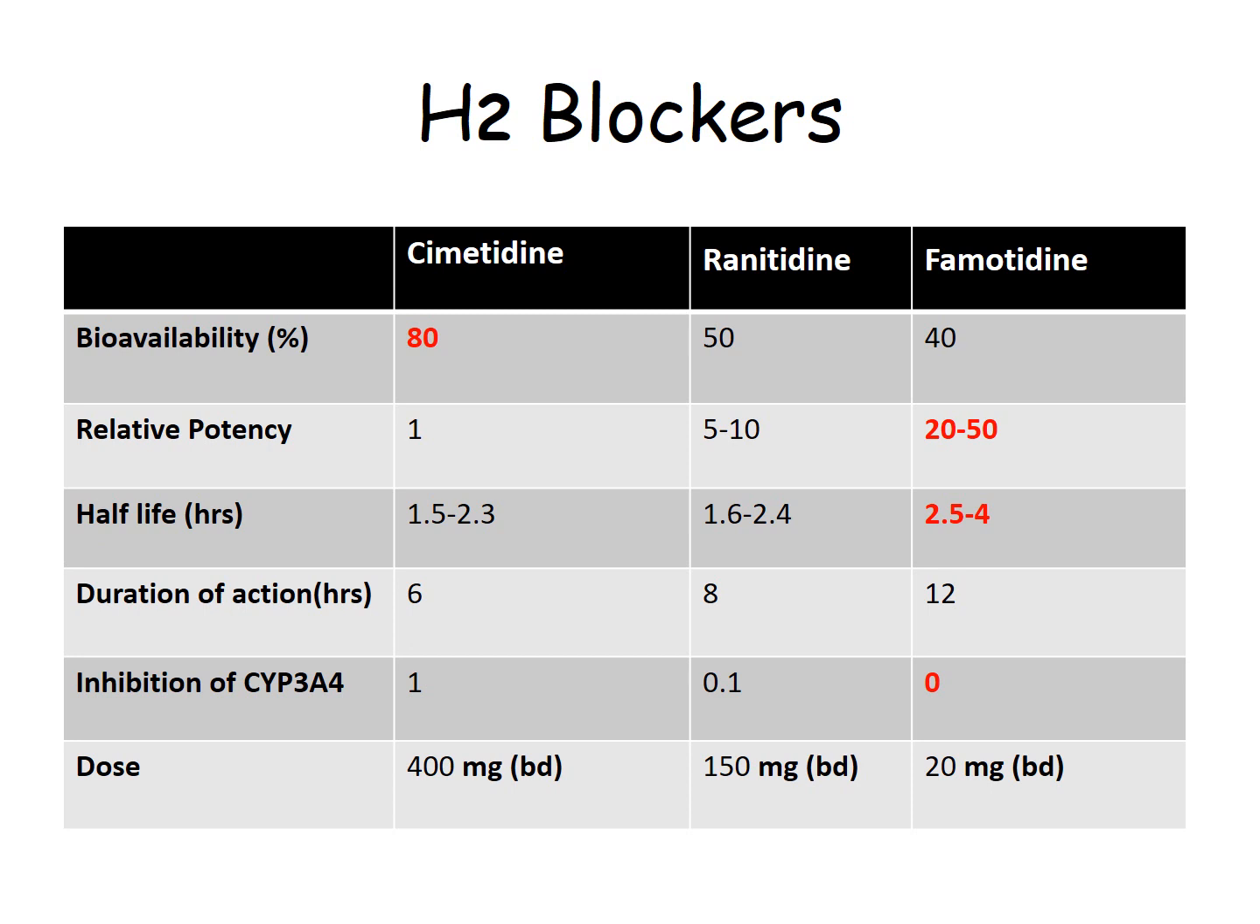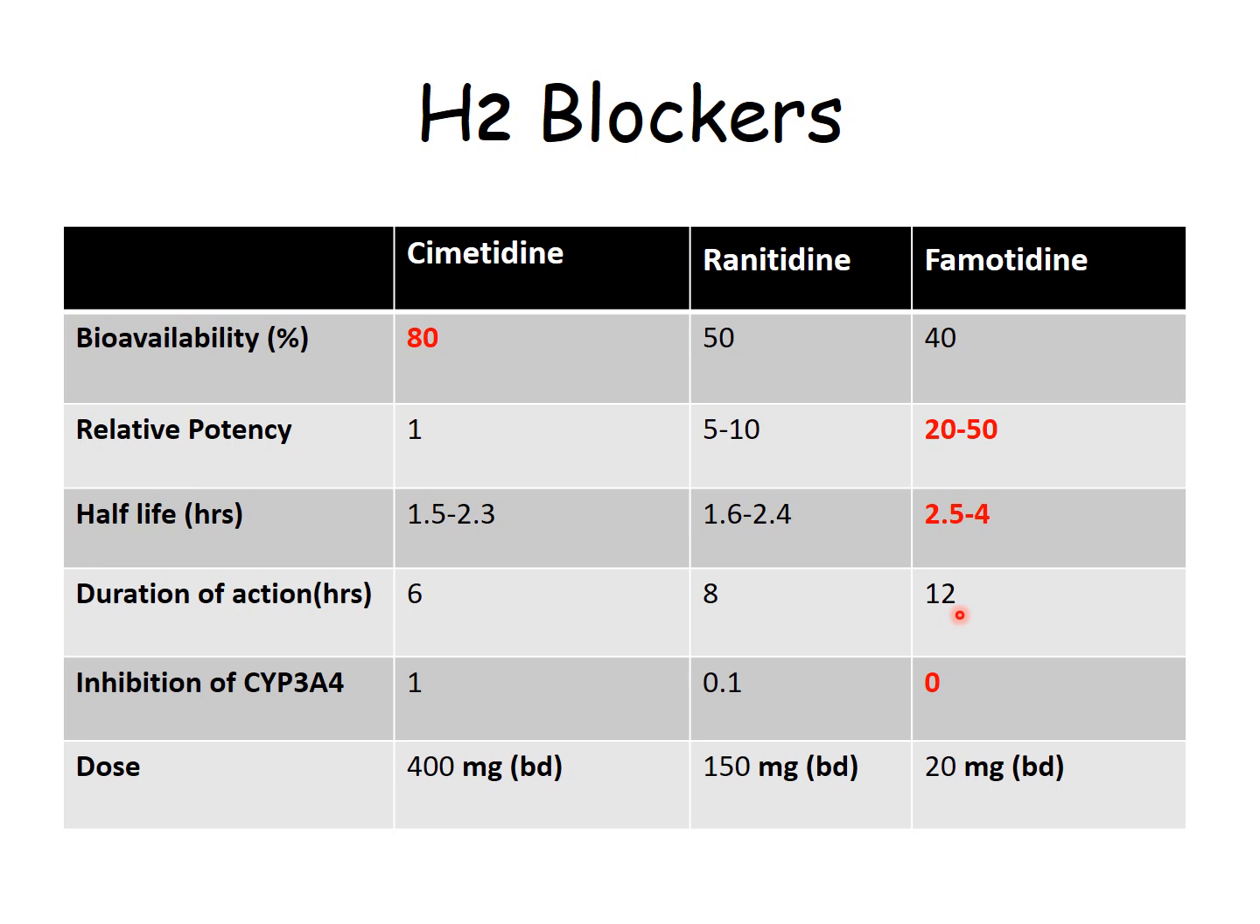When we compare the features of these drugs, cimetidine has a higher bioavailability. It has 80% bioavailability. When we talk about the potency, famotidine has a higher potency. It is about 20 to 50 times that of cimetidine. The half-life is also higher in famotidine. It is 2.5 to 4 hours. Again, the duration of action is also about 12 hours in famotidine.